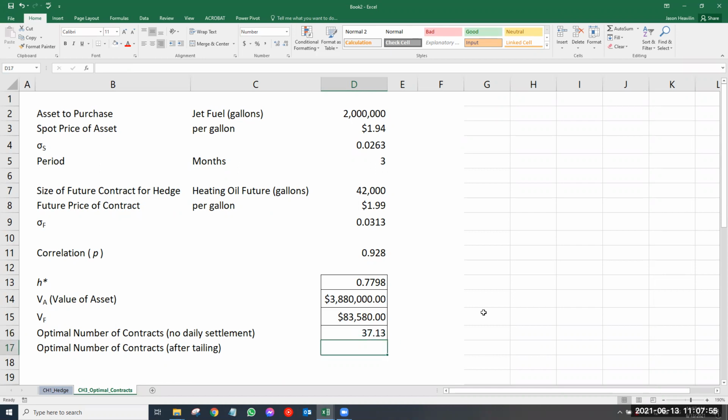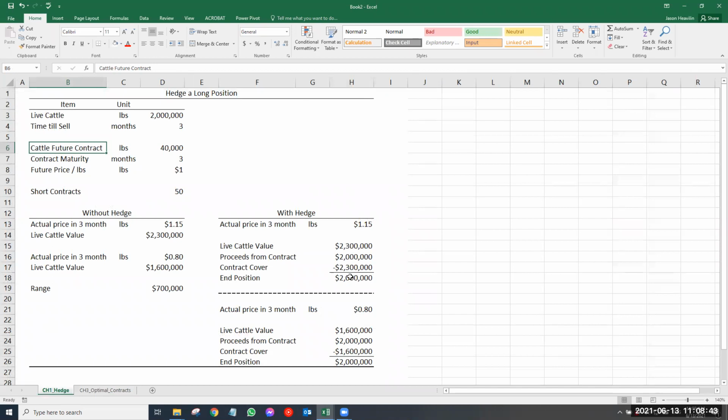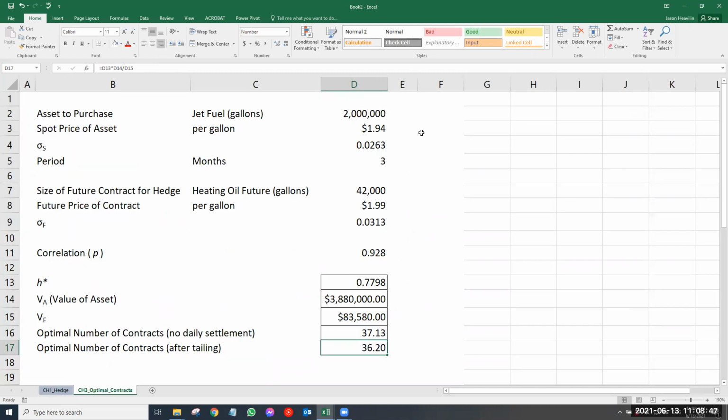Now, here we go with the after tailing. The calculation is a little different because there's a daily settlement. We start with the same H factor, but this time we're going to multiply it by the total values, not the gallons like we did in the previous example. So we take the value of the asset, divide it by the value of the future. And you get 36.2. So 36 contracts will be optimal. Once again, some rounding and same effect. Remember, this is optimal. It means that you're not going to get a perfect hedge like we had here, but that's the best you're going to be able to do given the information you have.